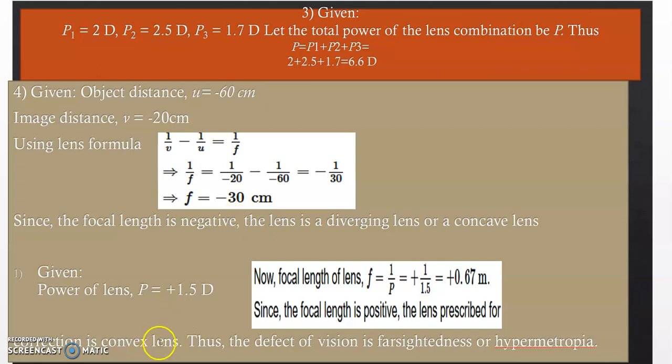Then the first sum, it is very simple. Power is given, and it is asked what will be the focal length. You know that P is equal to 1 upon F. So F will be 1 upon P. So just use this. So what is it? 0.67. Since the focal length is positive, the lens prescribed for the correction will be what? Convex lens. So for correction it is convex. So what will be the defect of the vision? It is farsightedness or hypermetropia.